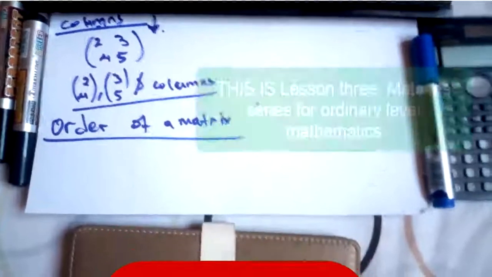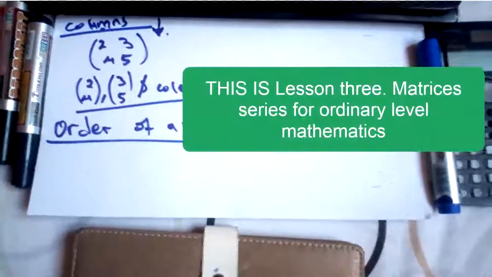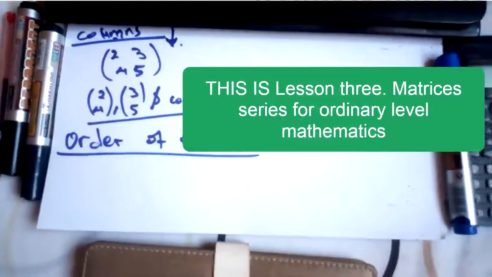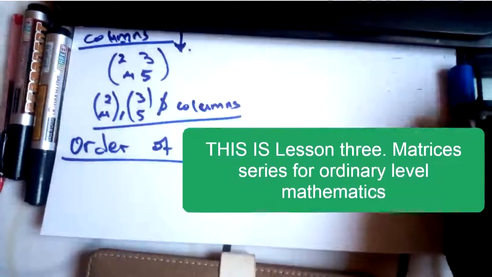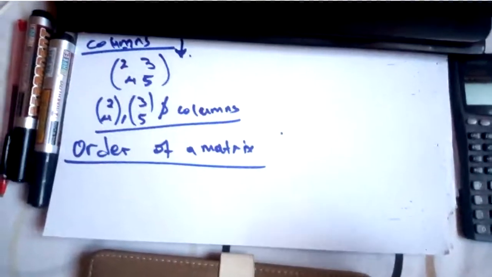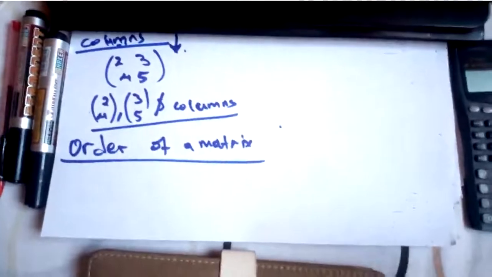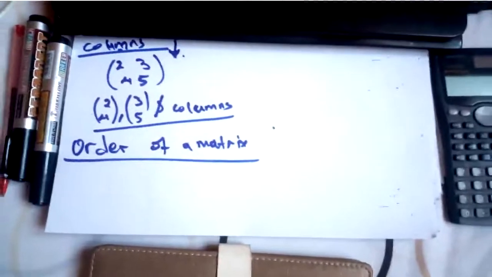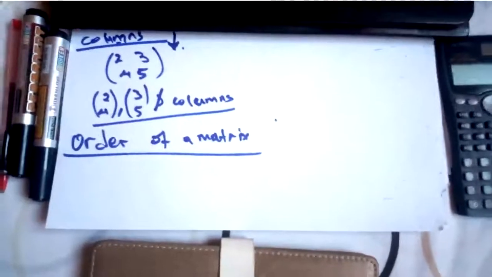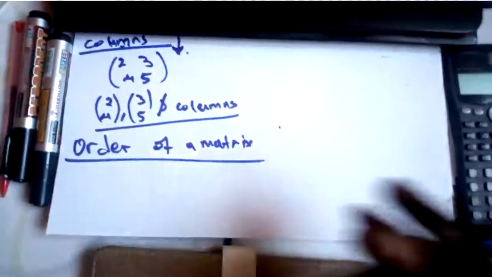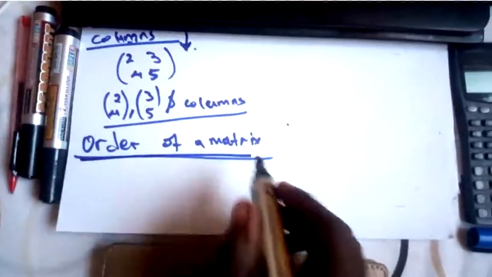This is lesson 3 of our series on O-level mathematics matrices. Last time we looked at some terms. We said we define a matrix. We looked at rows and columns. We also looked at an entry of a matrix. Then we said that we are going to start with the order of a matrix.